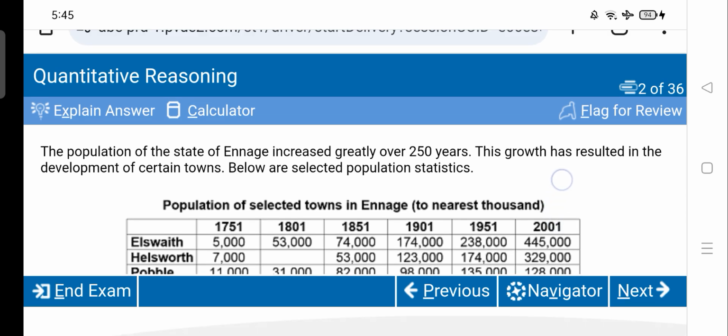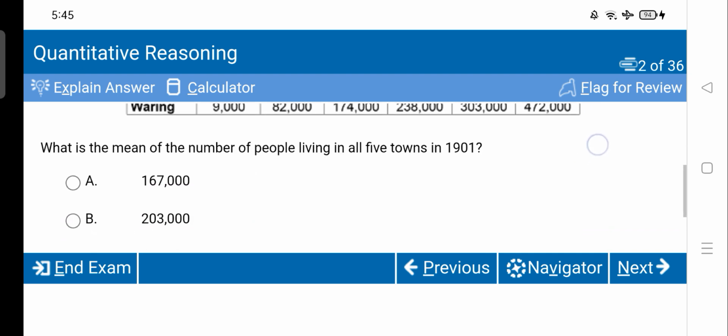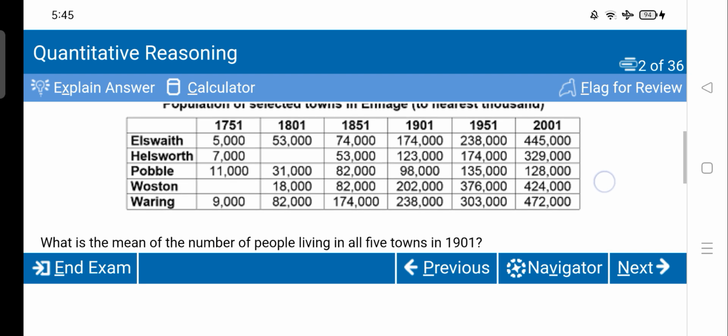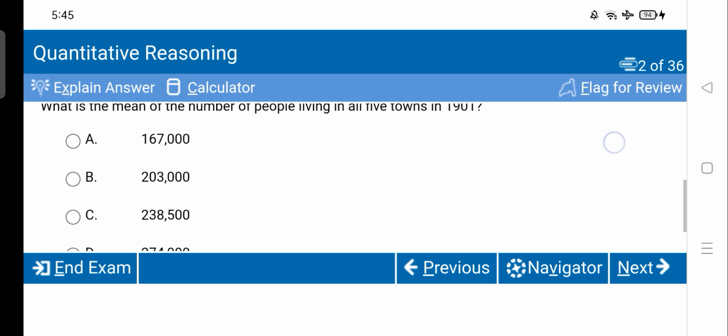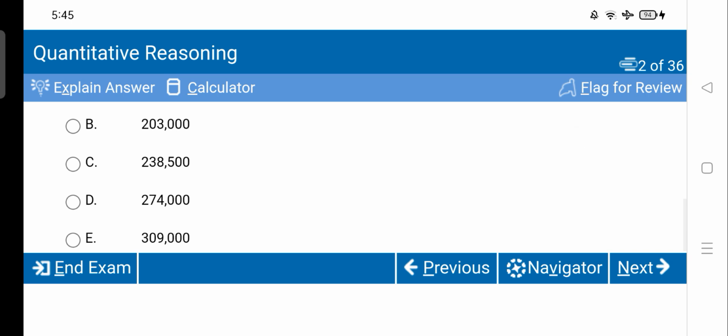So here we have the same statement with the same information given in the table, and the question is, what is the mean of the number of people living in all 5 towns in 1901? Option A is 167,000, option B 203,000, option C 238,500, option D 274,000, option E 309,000.